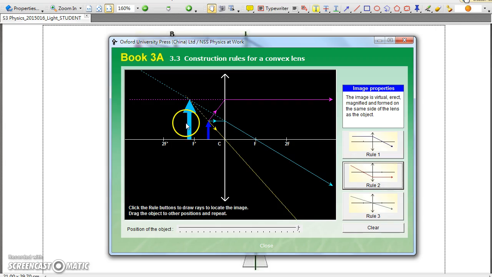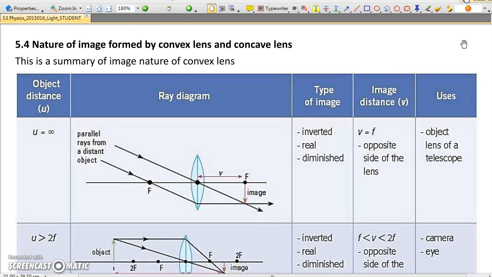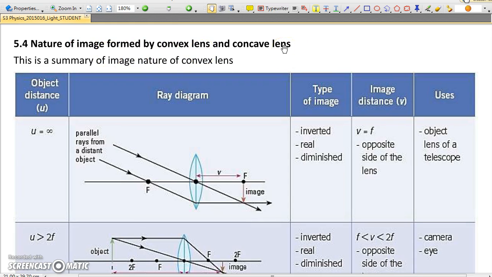In that way, then the image becomes erect and magnified. Very big. And that explains the table of section 5.4: nature of image formed by convex lens and concave lens. Let's start with convex lens.